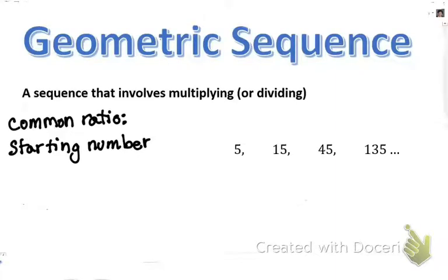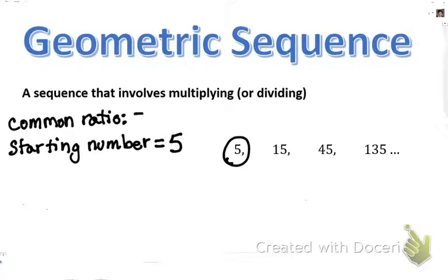A geometric sequence is a sequence that involves multiplying or dividing. To find the formula for this sequence in function notation, you need two things. You need the common ratio and the starting number. So the starting number is pretty easy to find.